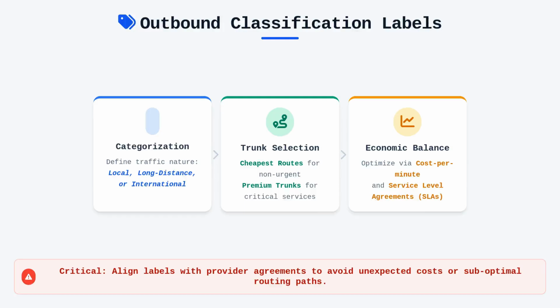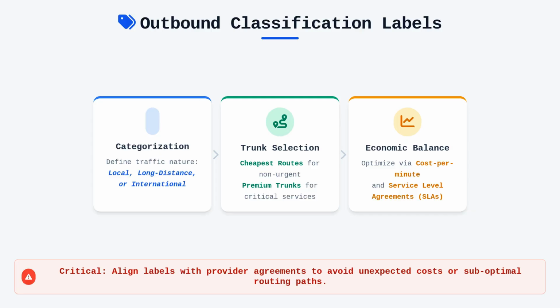Classification labels represent another layer of complexity that dictates how outbound traffic is categorized for reporting and routing decisions. When you create an outbound route, you assign classifications that signify the nature of the call, such as local, long distance, or international traffic. These labels integrate directly with carrier trunk selection policies, allowing you to prioritize the cheapest route for non-urgent calls while reserving high reliability trunks for premium or critical services.